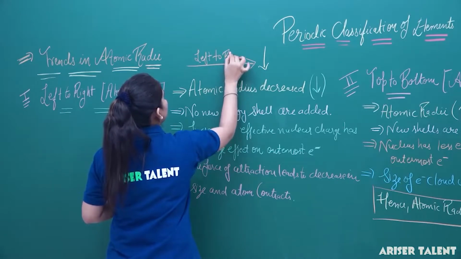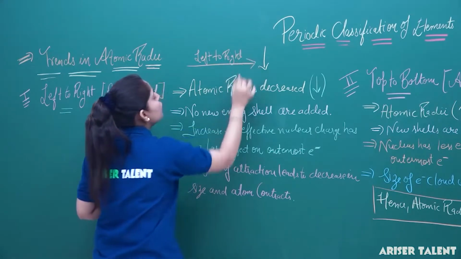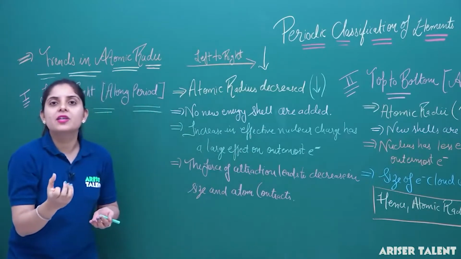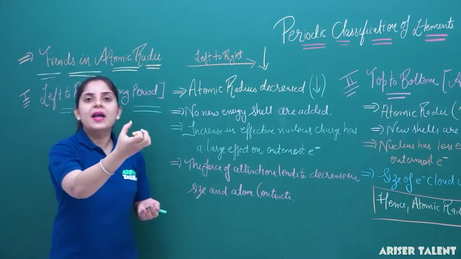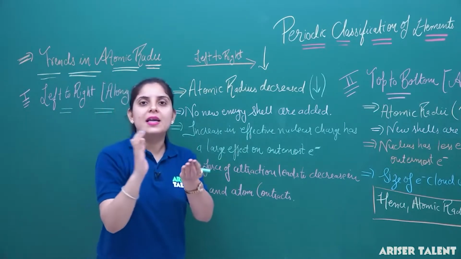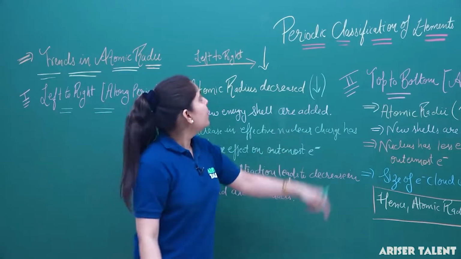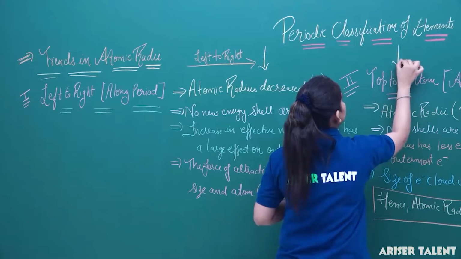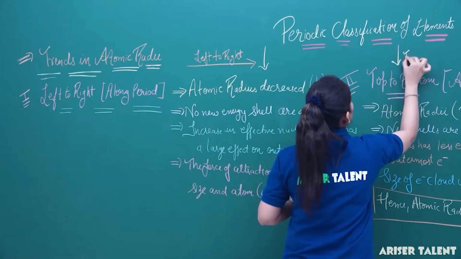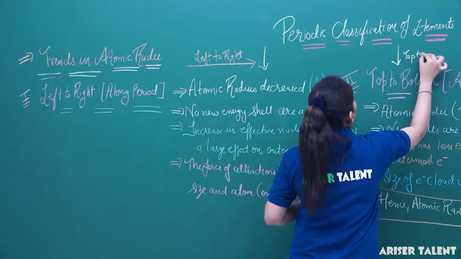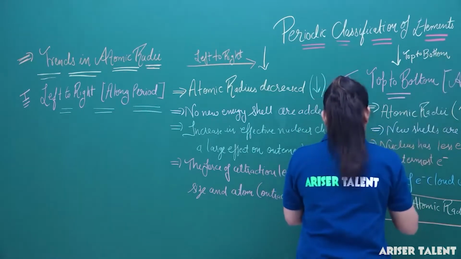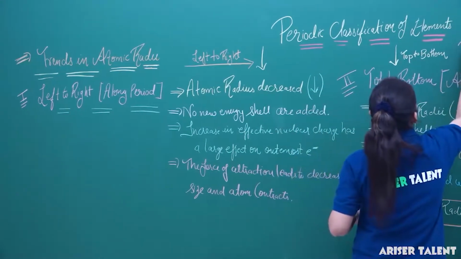In moving from left to right, atomic radii is going to decrease because no new shells are added and the nuclear charge has a much greater force of attraction on that electron. So it will try to attract it and usually the size contracts. But if we are moving from top to bottom, the atomic radii is increasing.